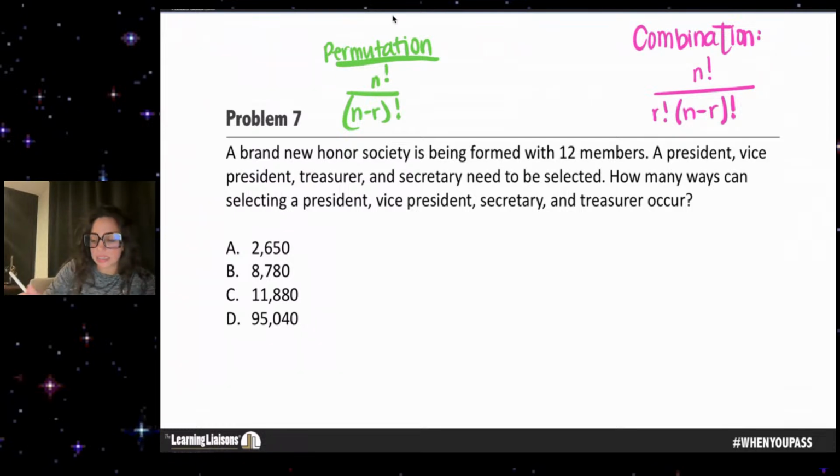So in this case, I am looking for a permutation because order matters. It matters who is my president and then vice president and then treasurer and secretary. So I have 12 factorial because I have 12 members, divided by 12 minus 4 because I have 4 positions.